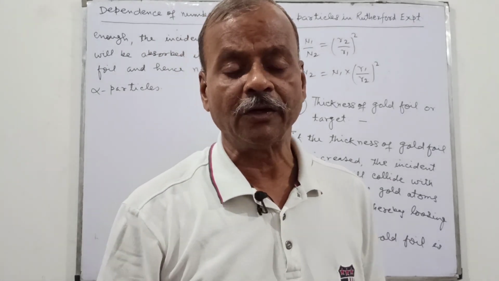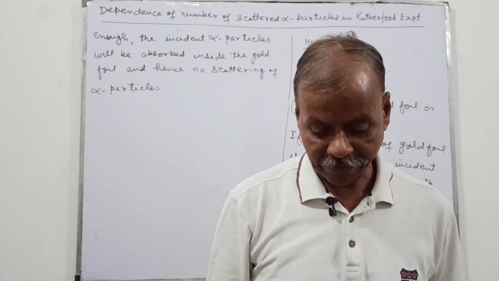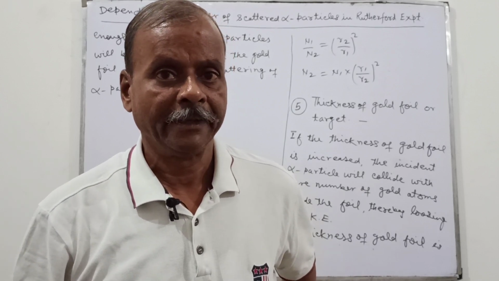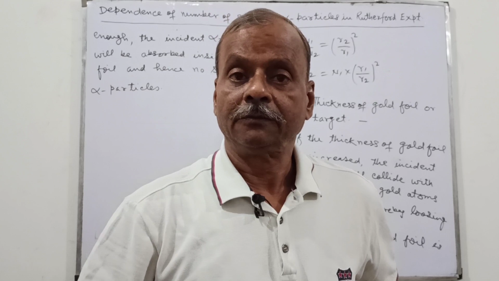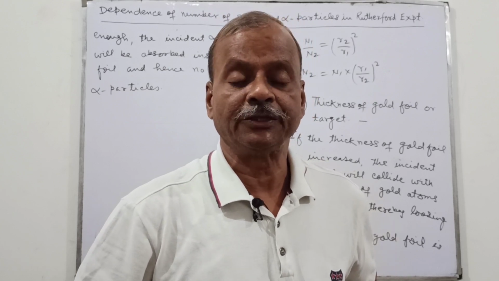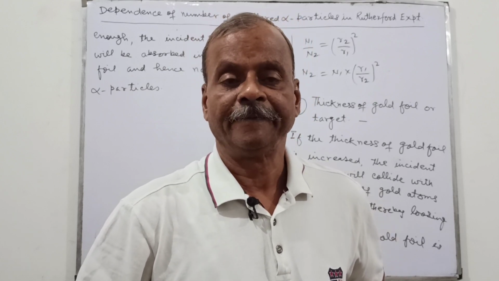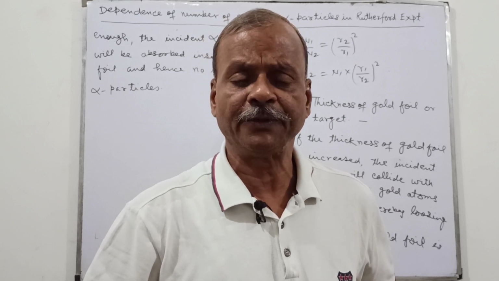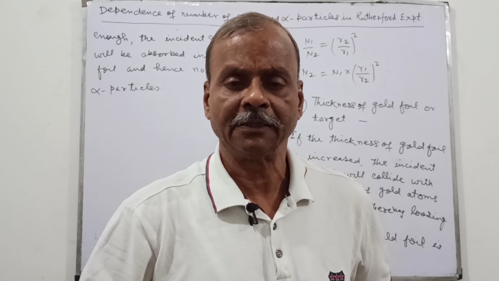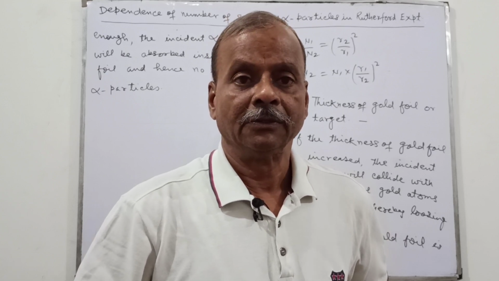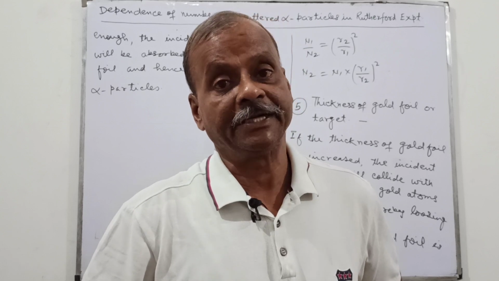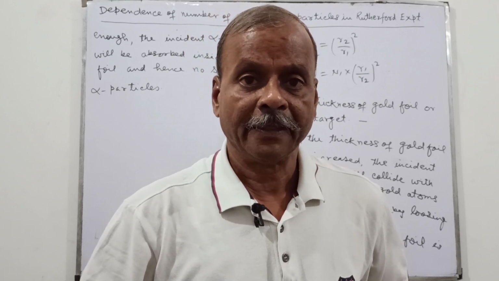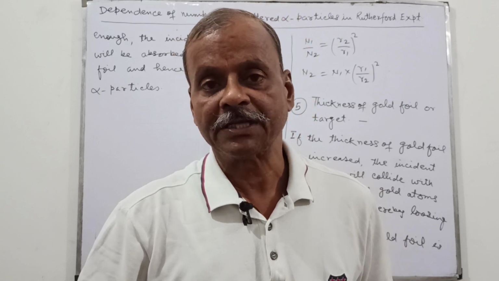So the thickness of the target also has an important role in the scattering of alpha particles. So the foil must be taken as thin as possible so the alpha particle could not lose their kinetic energy and it strikes as minimum as possible with the atoms inside the foil. Because of that it will be scattered more and more. This is why that gold foil was preferred by Rutherford in his experiment.